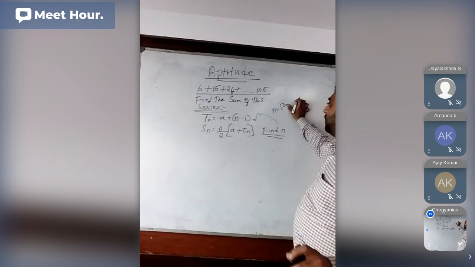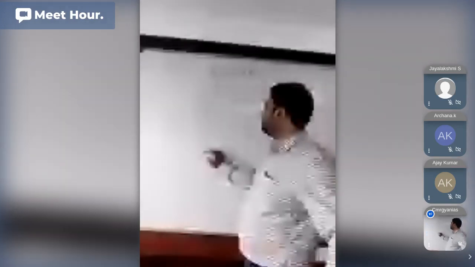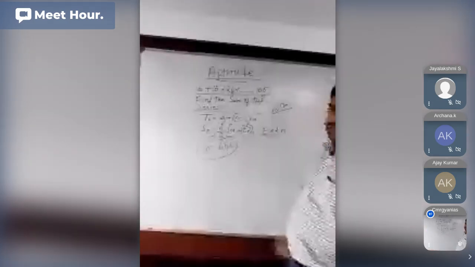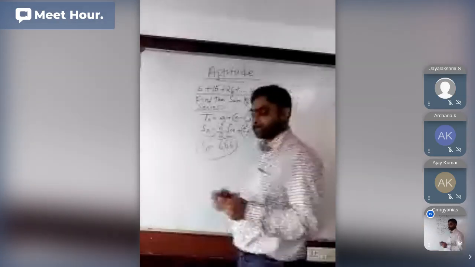Then after you get n, use this n here. Tn is equal to 105, they are already giving you. So then find the sum. S of n should be 666. This should be the final answer. If you are getting this, then your problem is right.